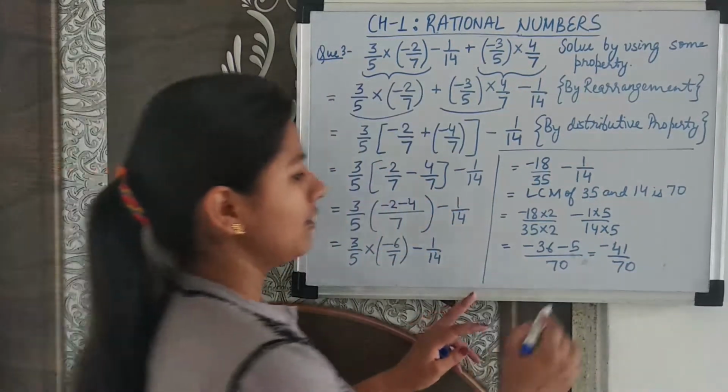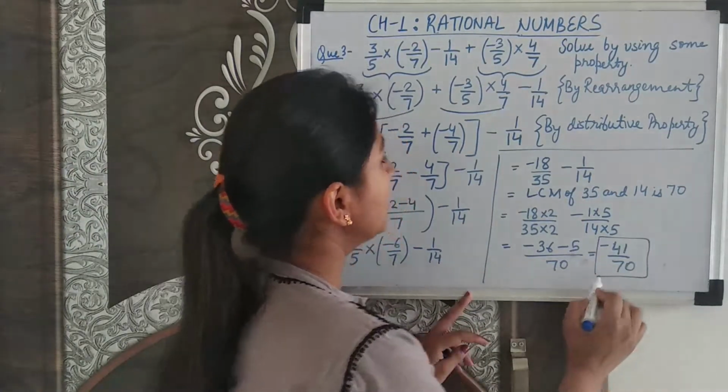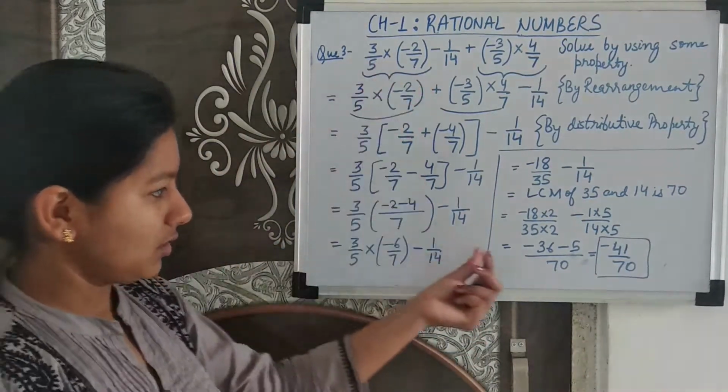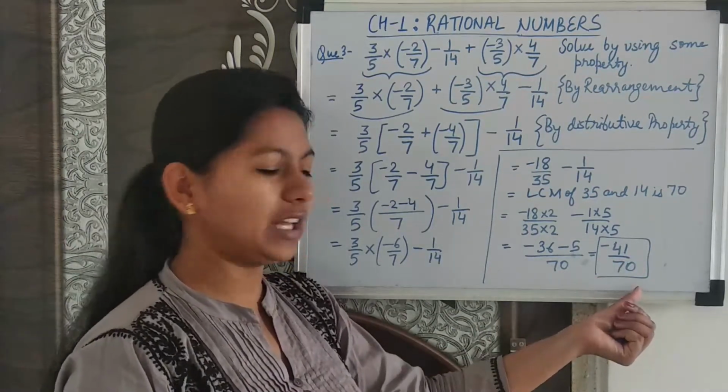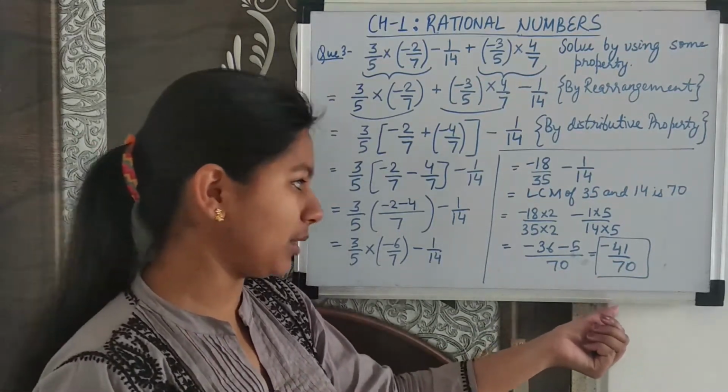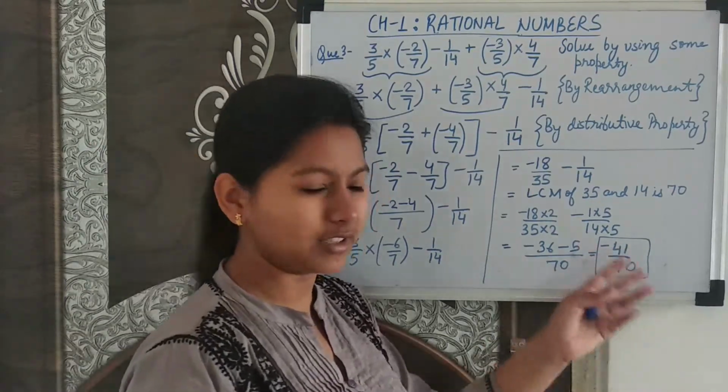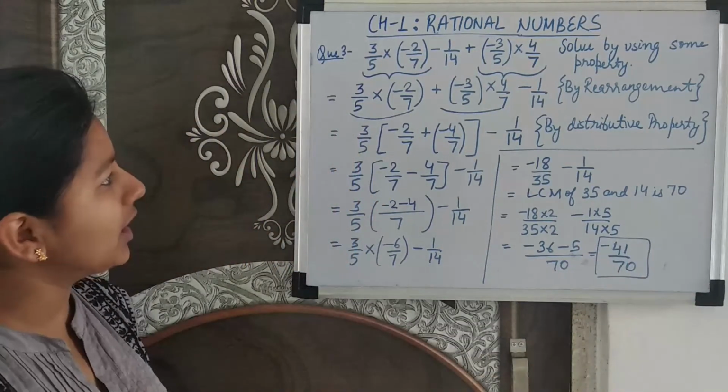This is my final answer of this problem. Now this is proper fraction and 41 and 70 are not coming in any of the same table. So we can't simplify it further also. So here we can end our answer.